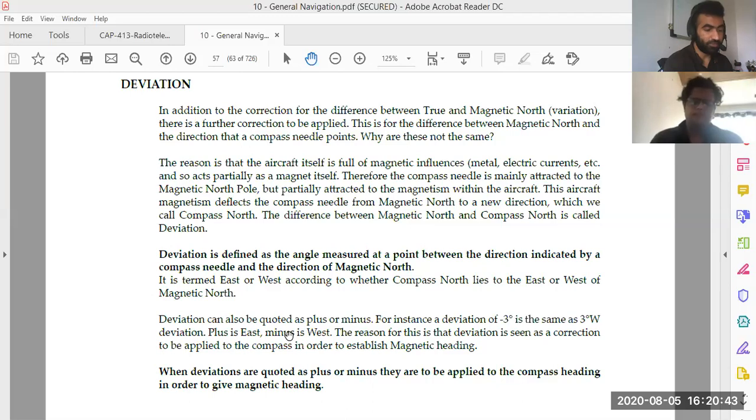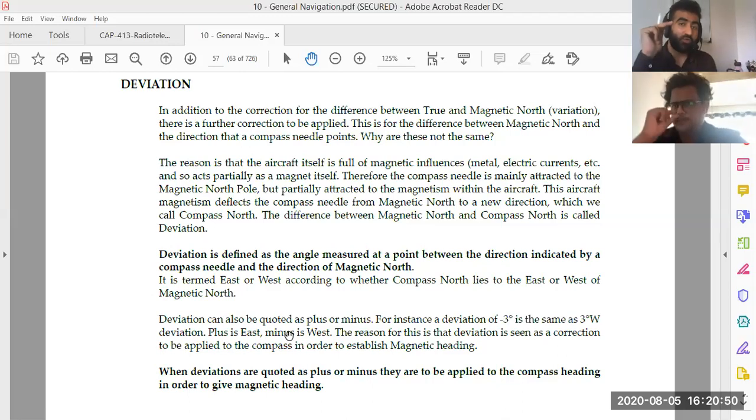This is very important. This can cause a lot of confusion. What will govern whether you do an addition or a subtraction? East is least, west is best. That will govern whether you'll do a subtraction or an addition. What is the reason? We have minus as west and east as plus. What is the reason?